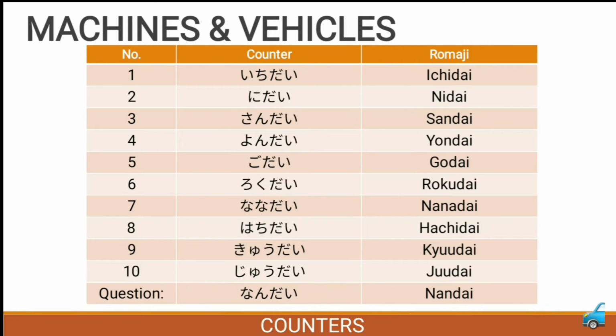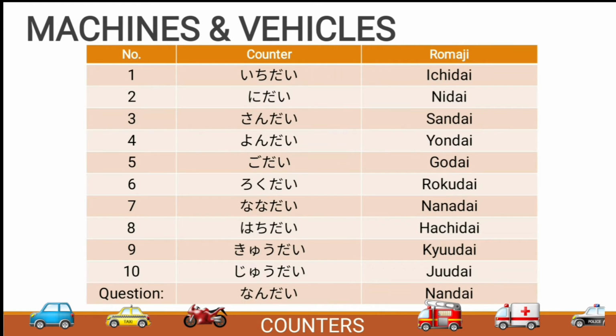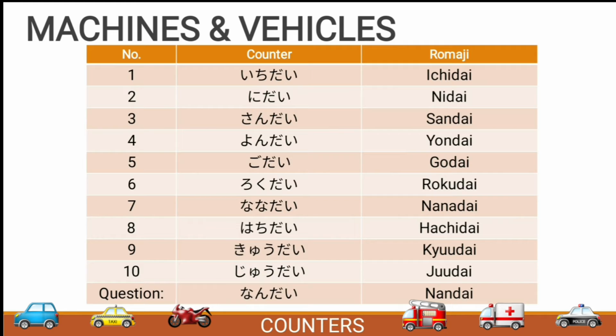Okay? So, I have 1, ichidai. 2 is nidai. 3 is sandai. 4 is yondai. 5 is godai. 6 is rokudai. 7 is nanadai. 8 is hachidai. 9 is kyudai. 10 is judai. Okay, so ang interrogative natin is nandai.